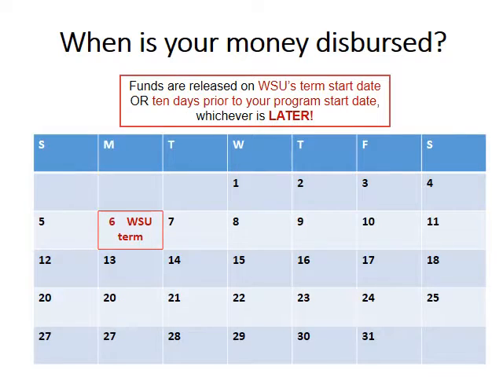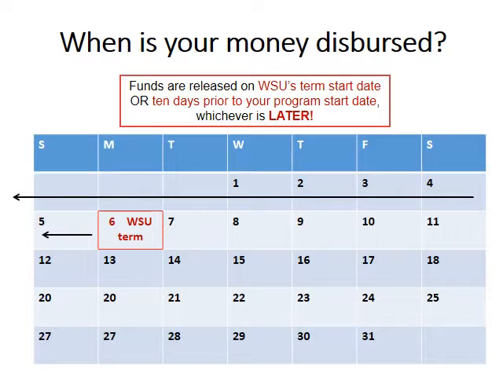Finally, if your program begins before the WSU term, aid cannot be released until the WSU term begins. You will therefore already be in country before your funds are released to you. This is very important as deadlines will likely be earlier and you will need to budget for your time in country before your aid is released.